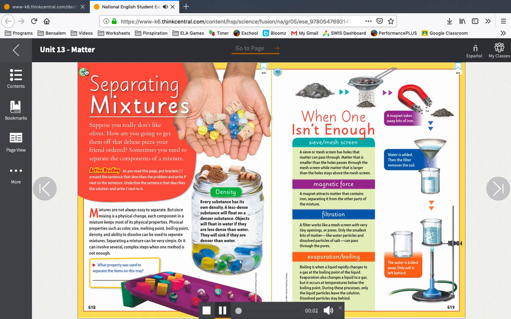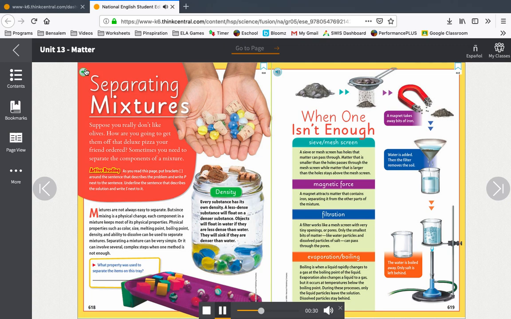Separating mixtures. Suppose you really don't like olives. How are you going to get them off that deluxe pizza your friend ordered? Sometimes you need to separate the components of a mixture. Active reading. As you read this page, put brackets around the sentence that describes the problem and write P next to the sentence. Underline the sentence that describes the solution and write S next to it.